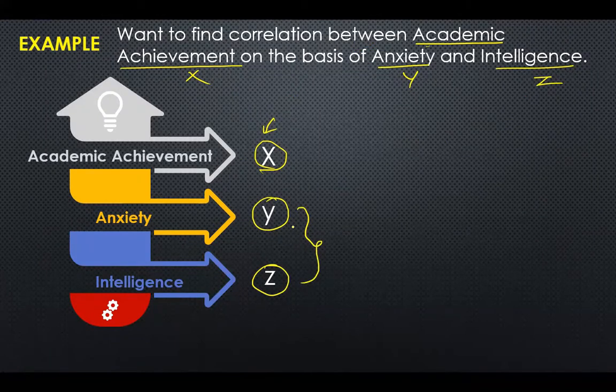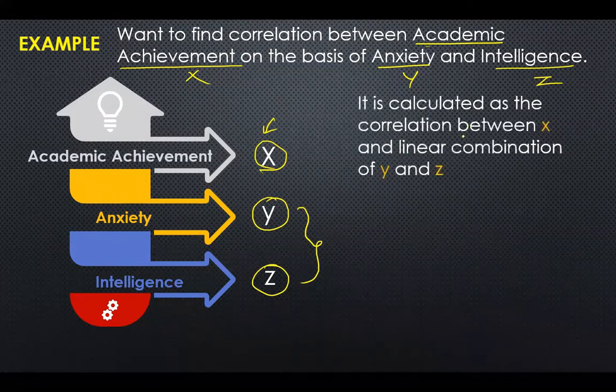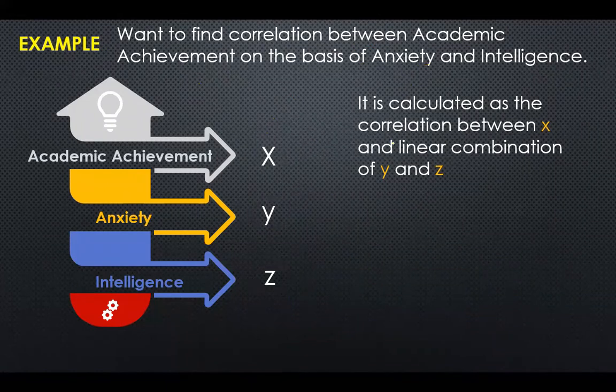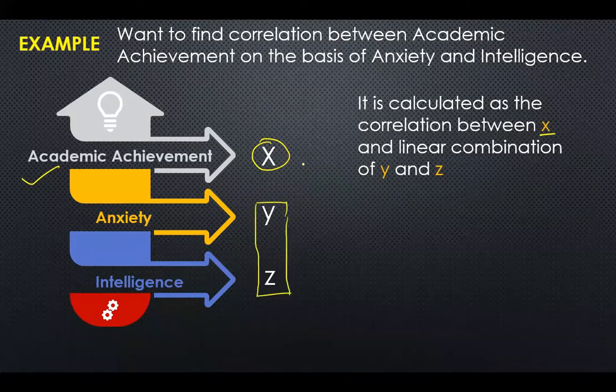Now what I'm going to do here: it is calculated as the correlation between variable 1 and a linear combination of the other two variables. I'm going to find the correlation between these two. Then it is called multiple correlation. So it is calculated as the correlation between X, that is nothing but academic achievement, and the linear combination of Y and Z. Then I am going to find the correlation between these two.